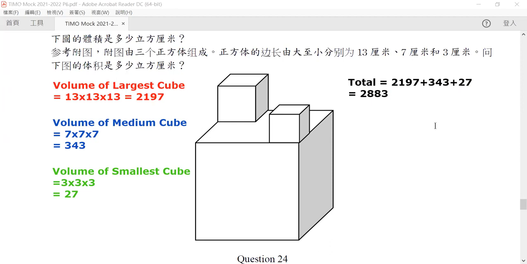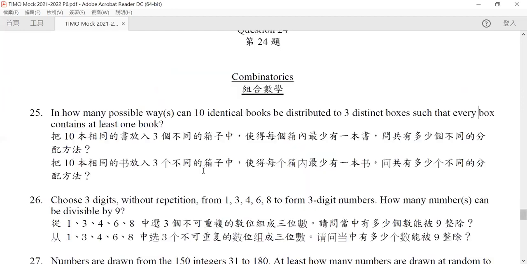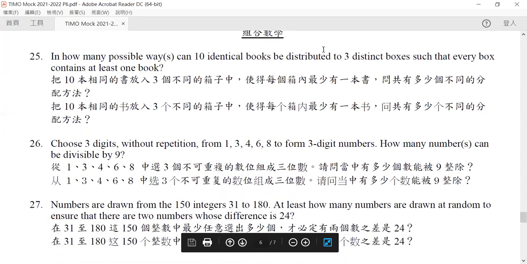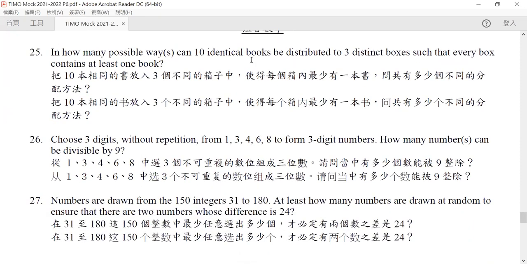Teacher, will you give the answer to us? I'm afraid I cannot. But let's pretend we have 9 books to be distributed into 3 distinct boxes, such that every one contains at least 1 book. Again, you just try to divide it, and the answer is the combinatorial coefficient 9C3, 9C2, which is equal to 9 times 8 divided by 2, and the answer is 36. So this is for our question 25.